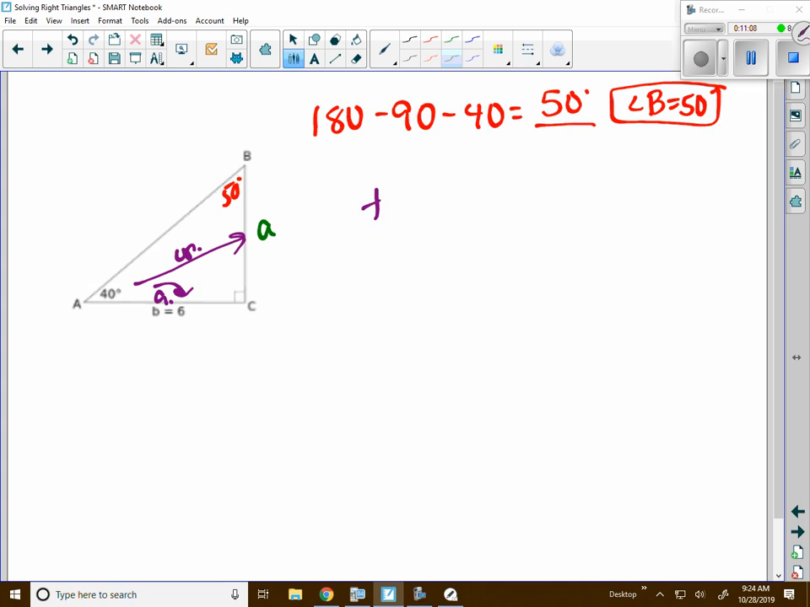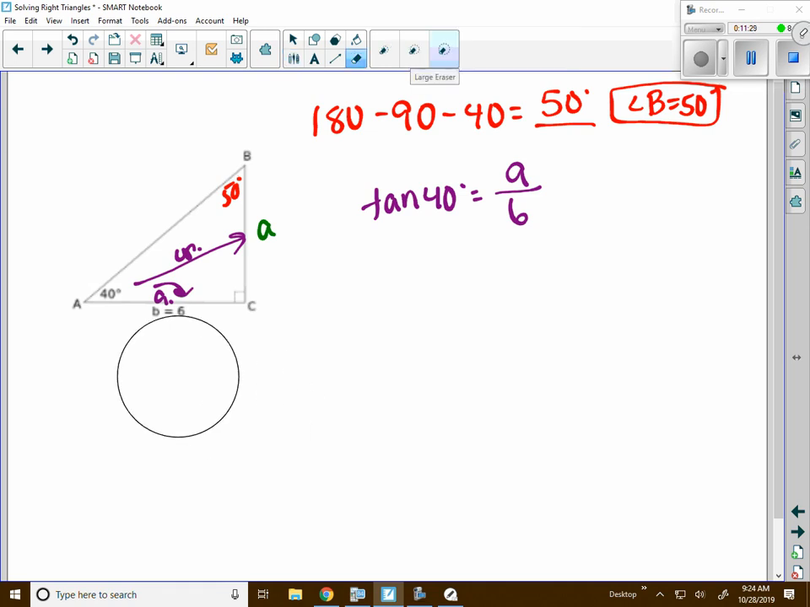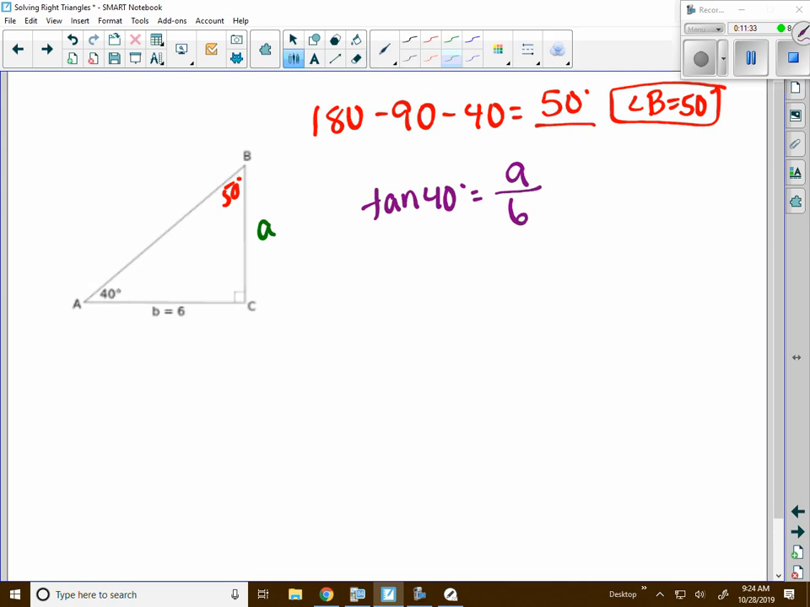Tangent. So we're doing tangent of 40 degrees equals opposite, letter A, we don't know what it is, over adjacent, which is 6. Now to solve, multiply both sides by 6, and that will get A all alone.